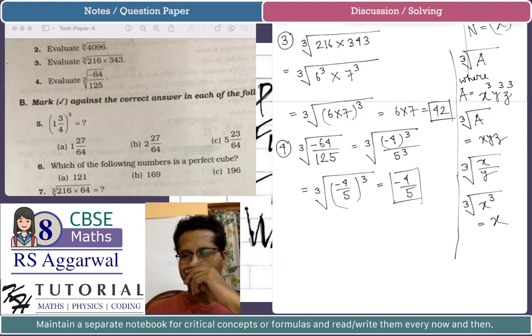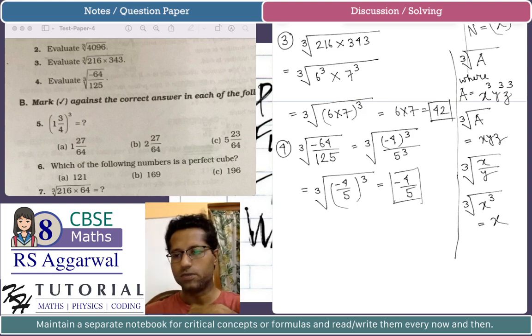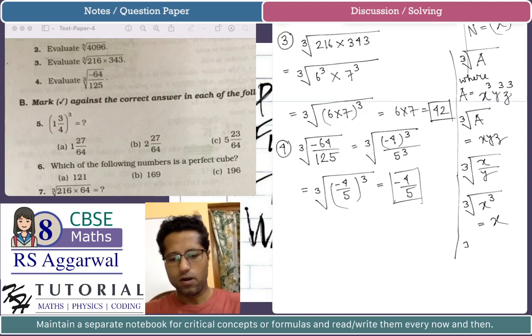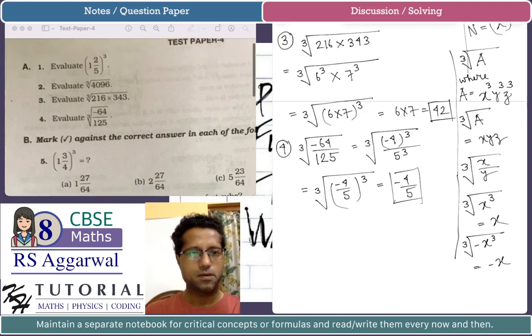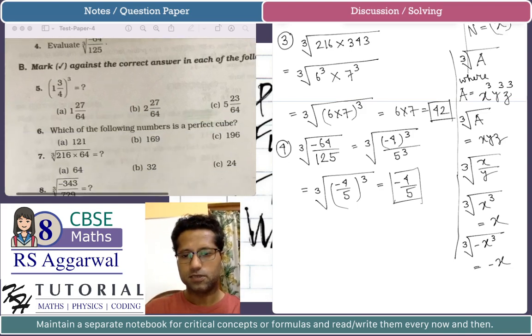Okay, and also please note that cube root of x cube is x, and cube root of minus x cube is equal to minus x. Okay. So section A is done. Section B, let's start section B, which are multiple choice questions.